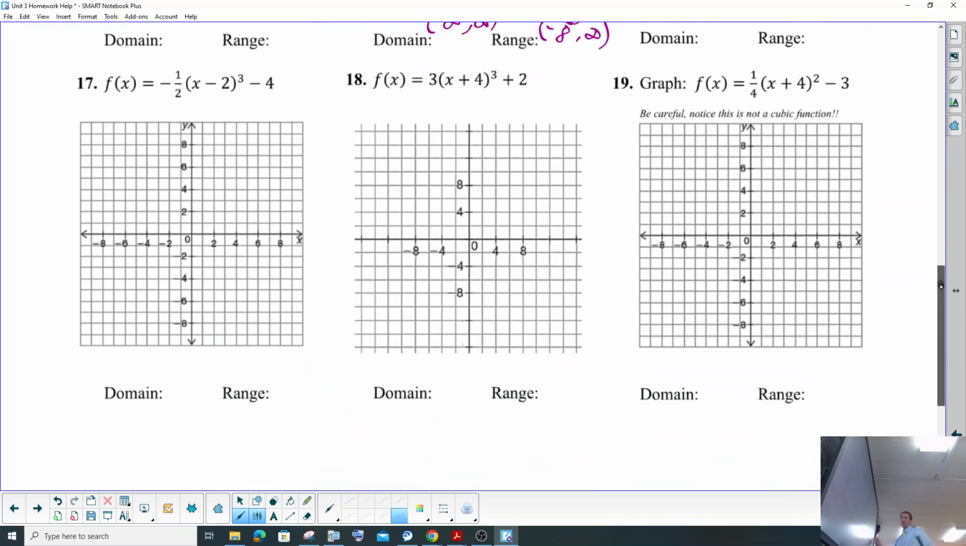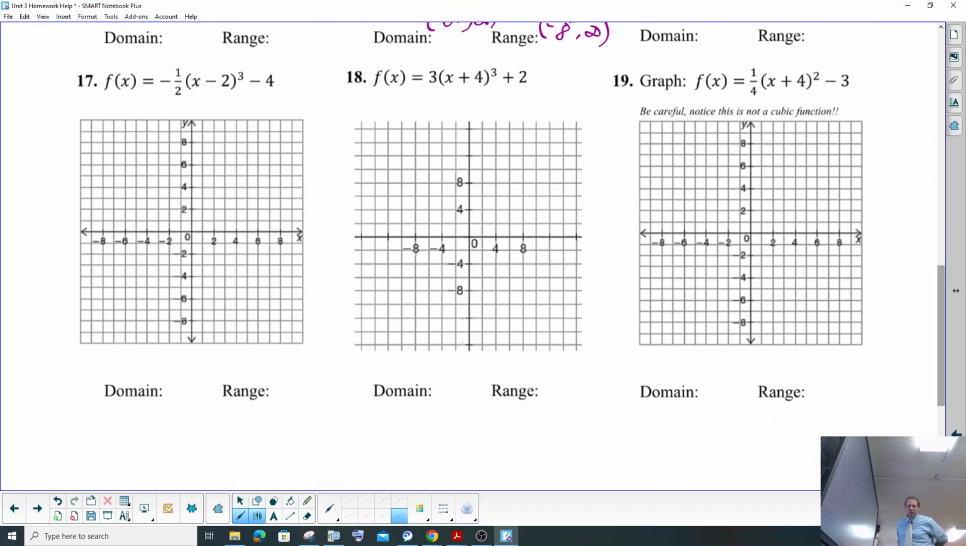Okay, so take care of the negative on this one. Wayo. So that's going to be a right 2 and then down 4. That's our origin. Good. Now remember, we have a 2 there, and we have a negative.